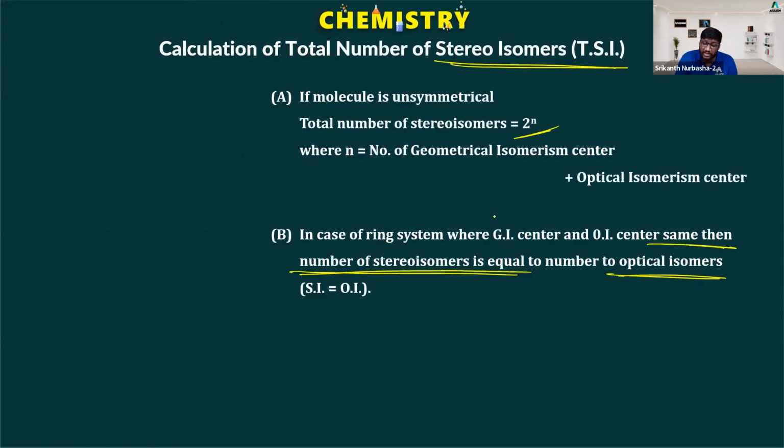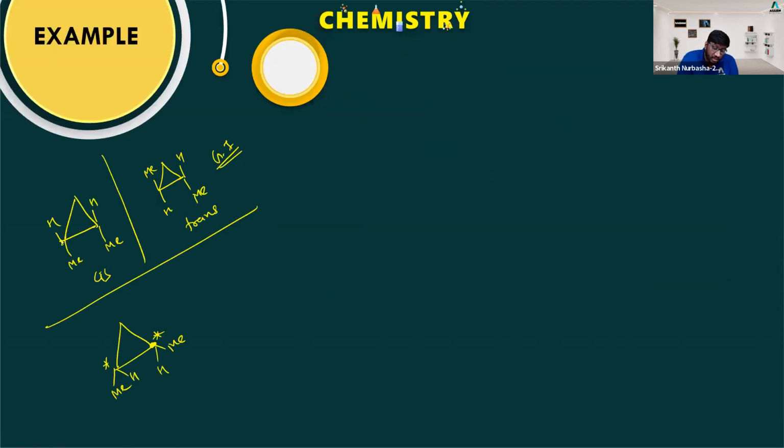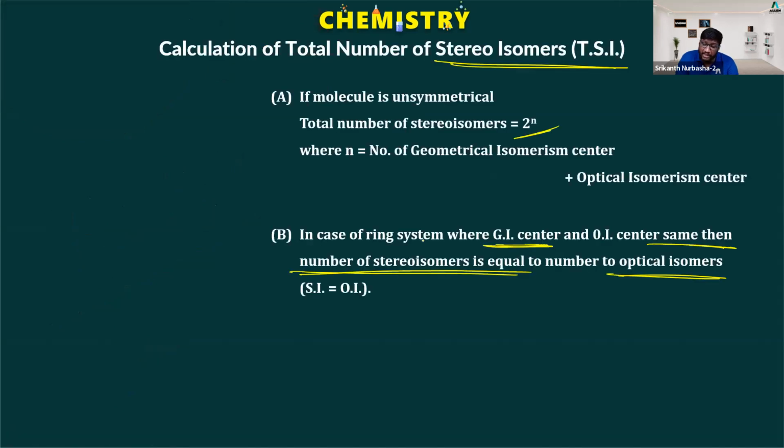In the case of a cyclic system, where the geometrical isomerism center and the optical isomerism center are the same, that means with respect to these two centers only we have geometrical isomerism, and with respect to these two centers only we have optical activity. So in a ring system, when the GI center and the optical isomerism center are the same, then the total number of stereoisomers is equal to the number of optical isomers.